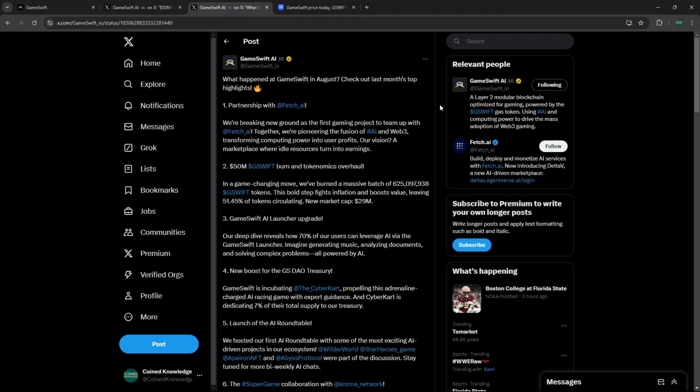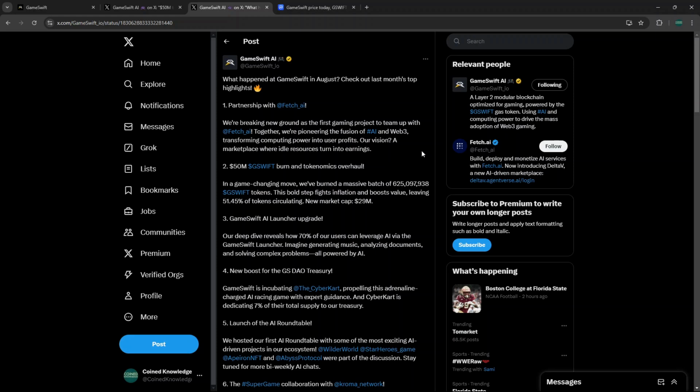So the fact that they're partnering with a top-tier project in one of the hottest narratives is very bullish. Together, they're going to be pioneering the fusion of AI and Web3, transforming computing power into user profit as well. Their vision is a marketplace where idle resources, so think GPU, graphic cards, can be turned into earnings.